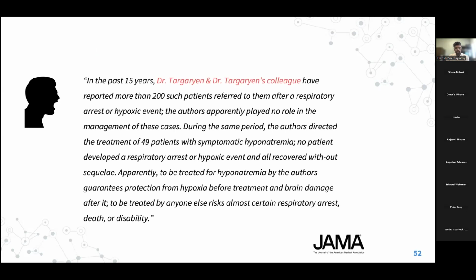They said, in the past 15 years, Dr. Targaryen and Dr. Targaryen's colleague have reported more than 200 such patients referred to them after respiratory arrest or hypoxic event. The authors apparently played no role in the management of these cases. During the same period, the authors directed the treatment of 49 patients with symptomatic hyponatremia. No patient developed a respiratory arrest or hypoxic event, and all recovered without sequelae. Apparently, to be treated for hyponatremia by the authors guarantees protection from hypoxia before treatment and brain damage after it. To be treated by anyone else risks almost certain respiratory arrest, death, or disability.